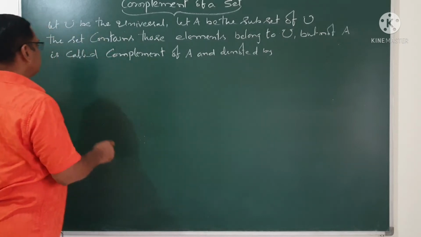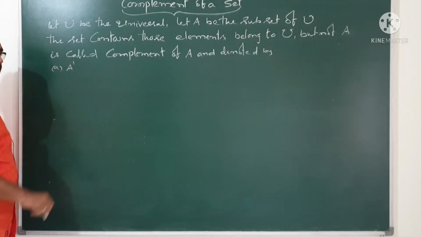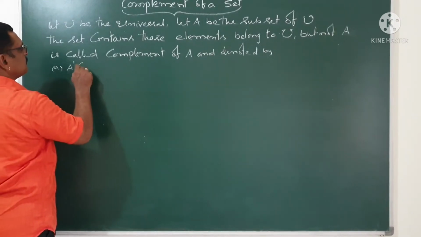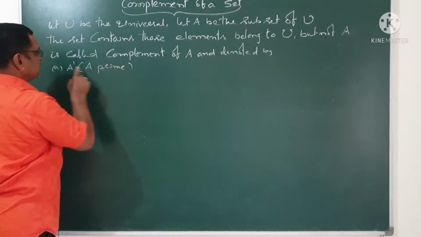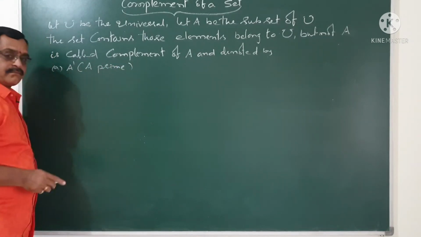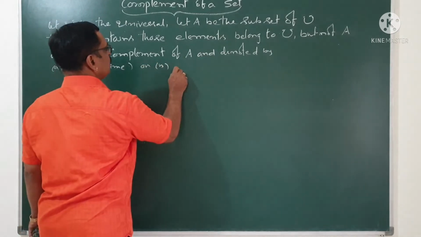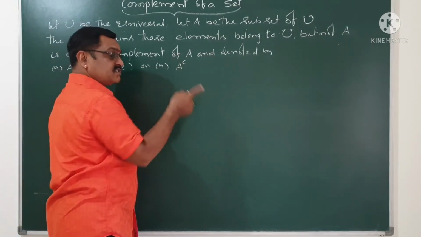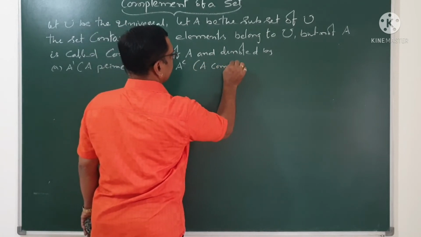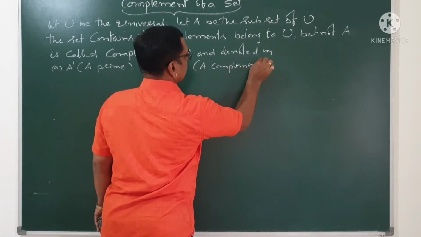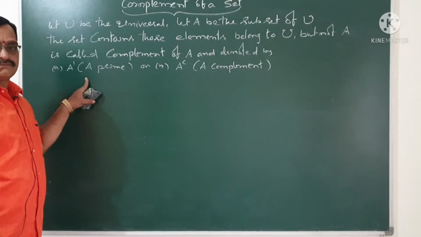We have two symbols. Number one, A prime, read as A prime. This index line is called prime. Or you can use A superscript C, C meant for complement. In most of the textbooks, we use this symbol.